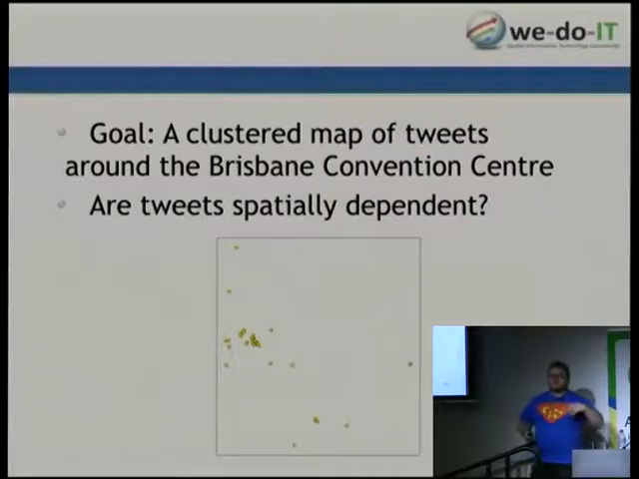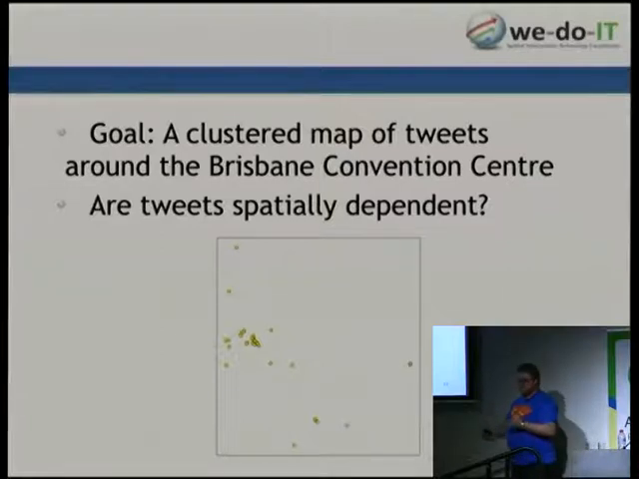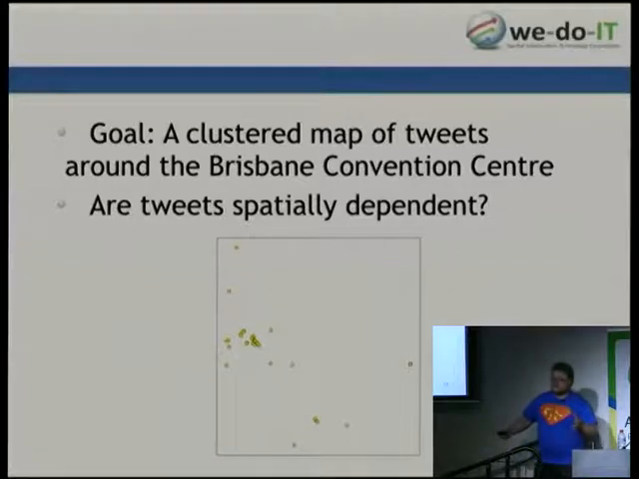And the goal is to see if we have a data set containing the locations of a bunch of tweets, which I've gathered over the last couple of days since I've been in the conference, in and around the conference center, can I make a map? Can I show that these tweets are on the map? And then can I show how or if these tweets are clustered? Can I do some basic spatial analysis? And can I do it in Python?